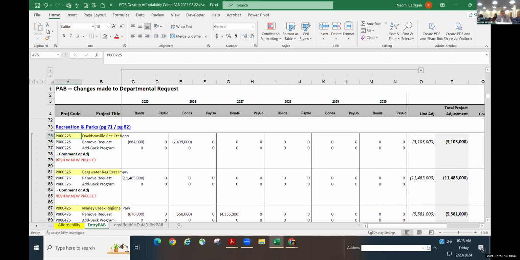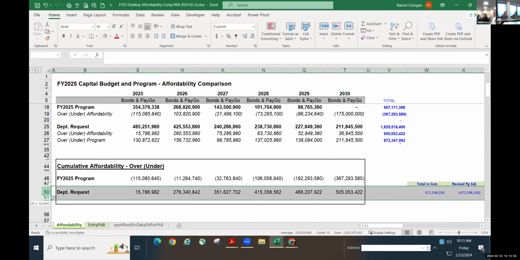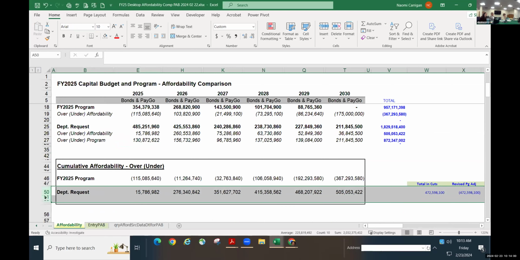Maybe we could say that again. Naomi, can you update the group on what our overall balance is right now? Yes, thank you. Well, I've got other things nested in here. Where's 72? Oops. We got it, 472.